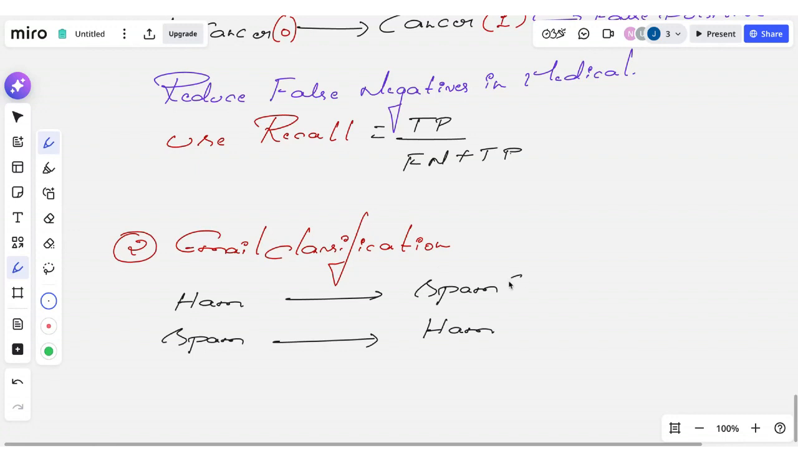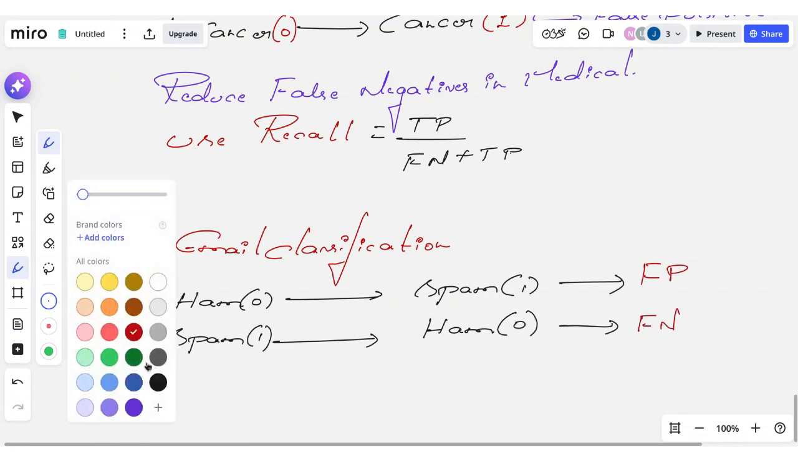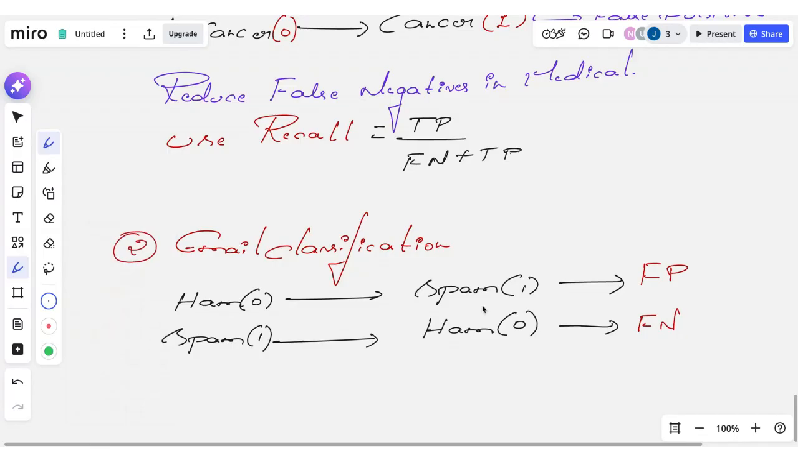What is the question? The first one is ham, meaning a good email. The second one is spam. So what is this? False negative, false positive? The first one is a false positive, the second one is a false negative. Which one is more important now? You people said wrong. The first one, a false positive, is more important, right?